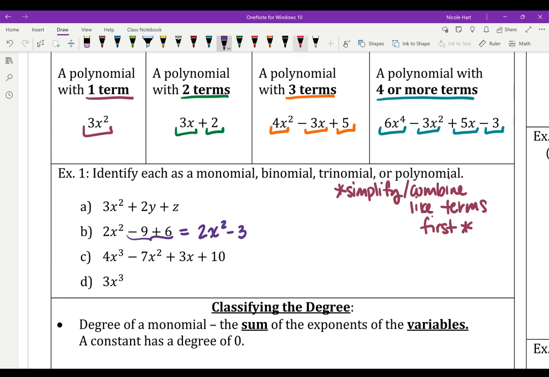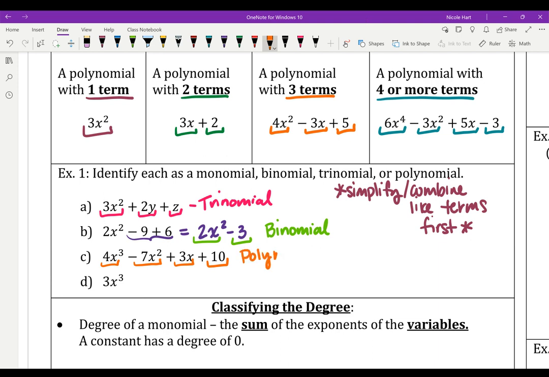So we're going to go through and classify each one of these based on the number of terms. So we have 3x squared, 2y, and z for a. So that makes this a trinomial. It's got 3 pieces. And then we have 2x to the power of 3 and that -3. There's 2 pieces, so that makes this a binomial. For c, we have 4x to the power of 3, -7x squared, 3x, and 10. That's 4 or more pieces. That is just a polynomial. And then our last one just has 1 piece, so that's a monomial.